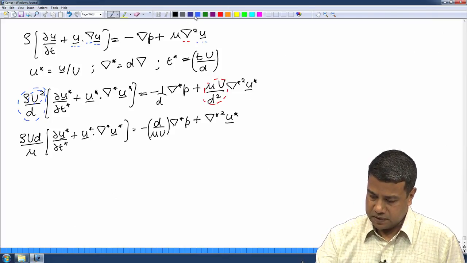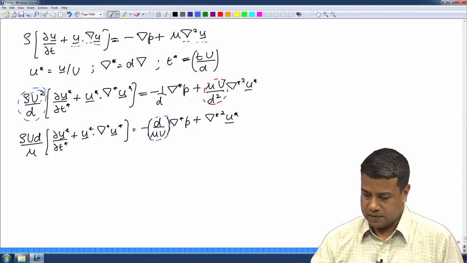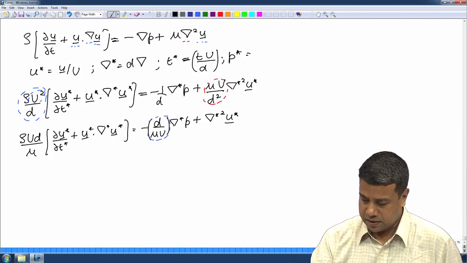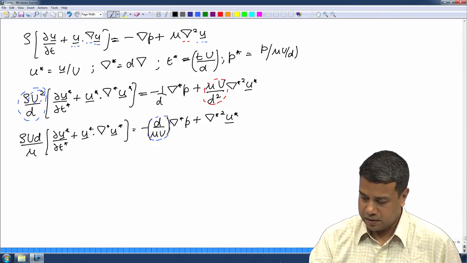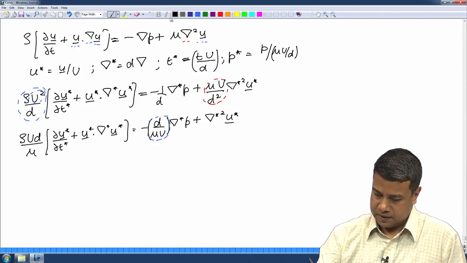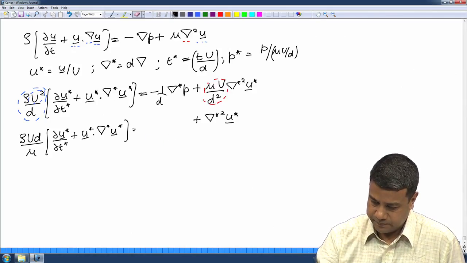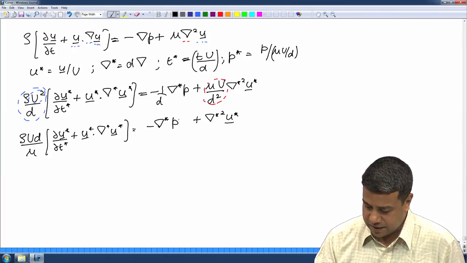And of course, I can use this to scale the pressure too, and define P star is equal to P by mu u by d. Then in this equation, the pressure term just becomes minus the gradient of the scaled pressure.